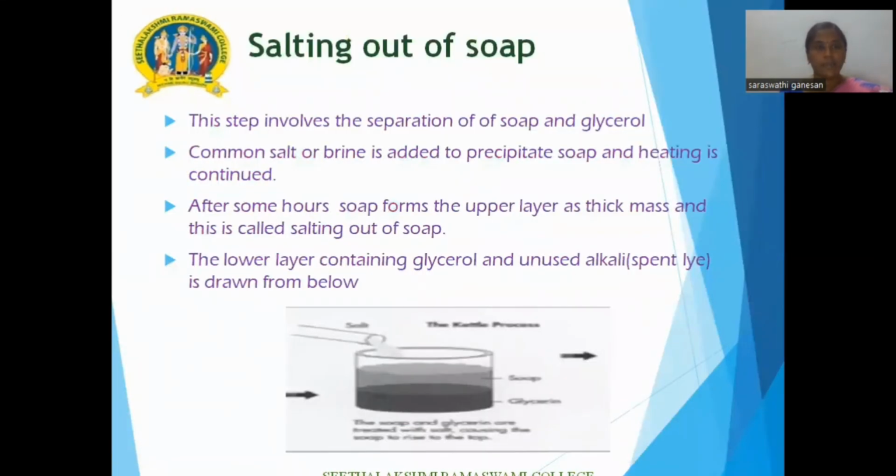Next, the second step is the salting out of soap. This step involves the separation of soap and glycerol. For this purpose, we have to add a common salt or brine in order to precipitate the soap, and the heating is continued. After some hours, the soap will be formed in the upper layer as a thick mass, and this process we call it as salting out of soap. The lower layer containing glycerol and the unused alkali, which is otherwise called as spent lye, is drawn from below.